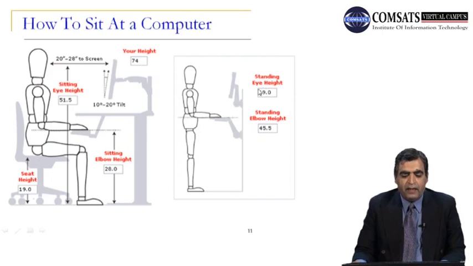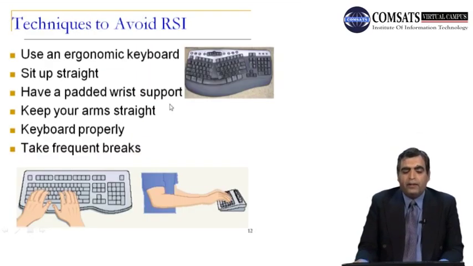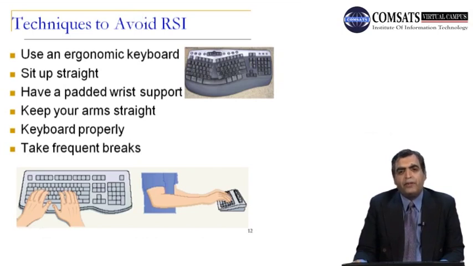And at a standing eye height should be 69 and the standing elbow height should be 45.5. But remember, this is just an example. Many people have different heights, so you should adjust. Keep this in mind: your arms and your elbows and knees should be at a 90 degree angle and your back must be supported. Now let's discuss some of the techniques using which we can avoid repetitive strain injuries.